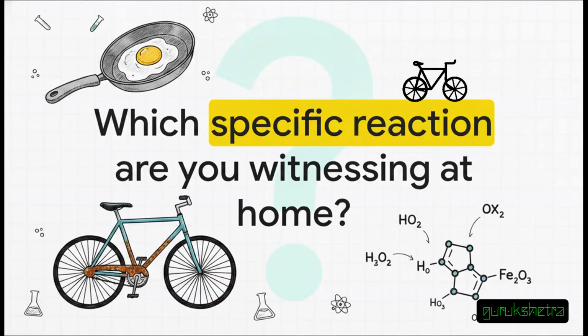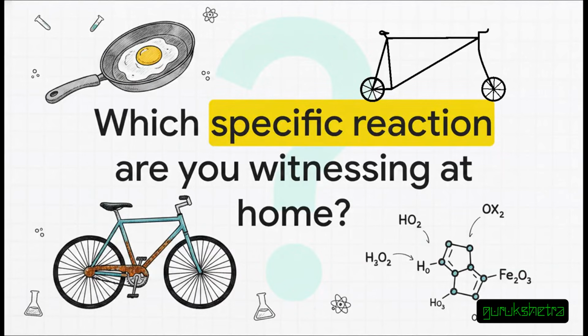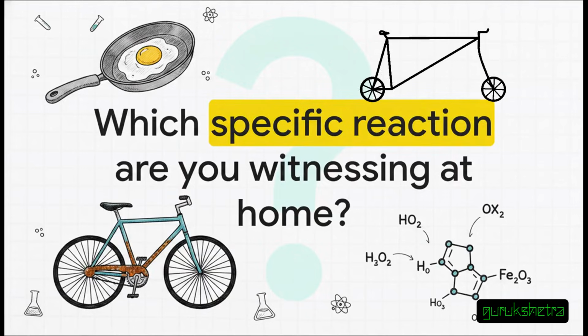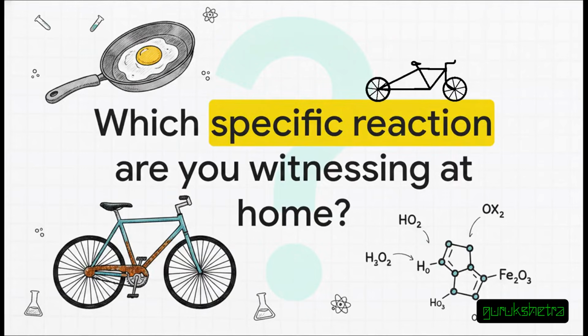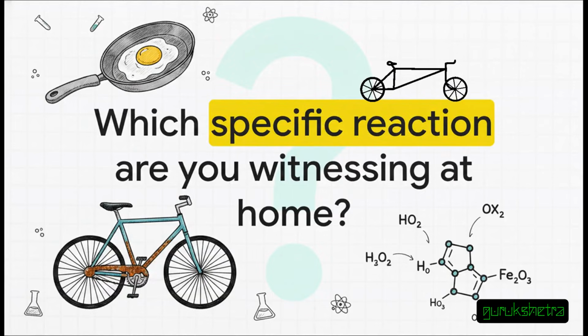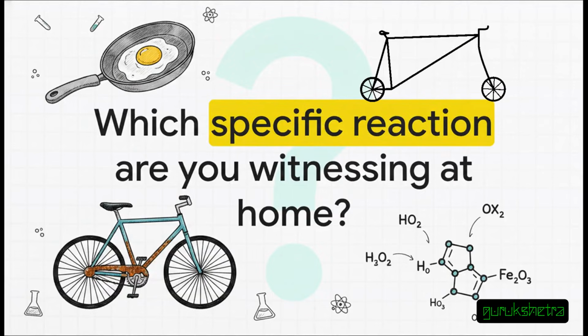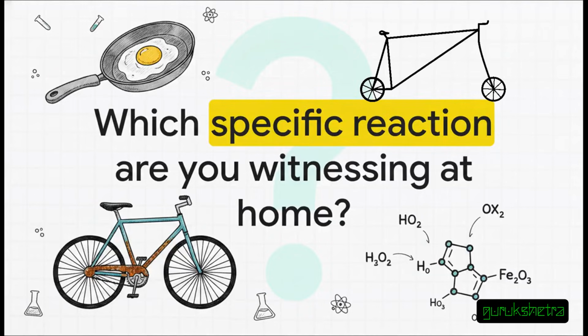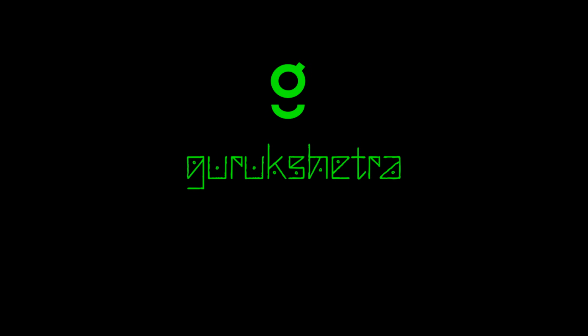Chemistry isn't just ink on a digital whiteboard. It is the actual fundamental machinery of our universe. Take these concepts off the screen and out into your real life. Look around your home today. When you see an egg cooking or you notice rust forming on a bicycle chain that was left out in the rain, stop for a second and ask yourself, which specific type of chemical reaction am I actually witnessing right now? Keep observing, keep questioning, and I promise you, you'll find that mastering chemistry is really just a matter of learning how to look at the world.